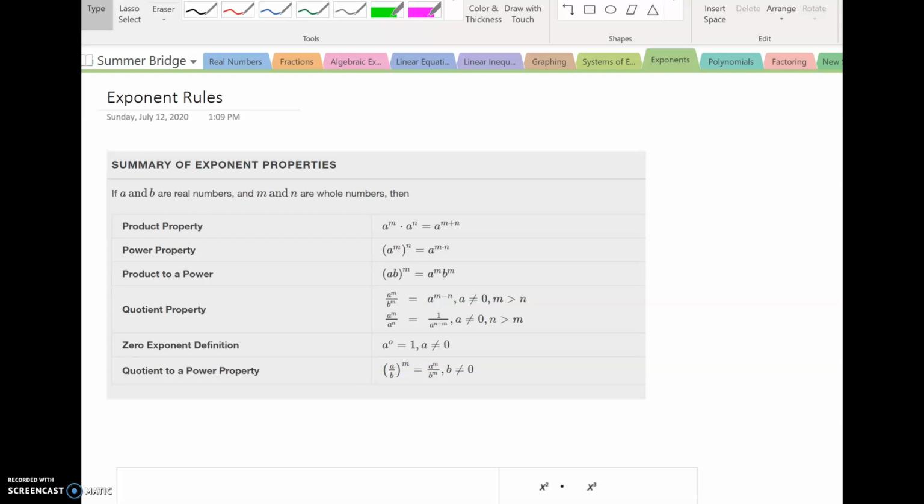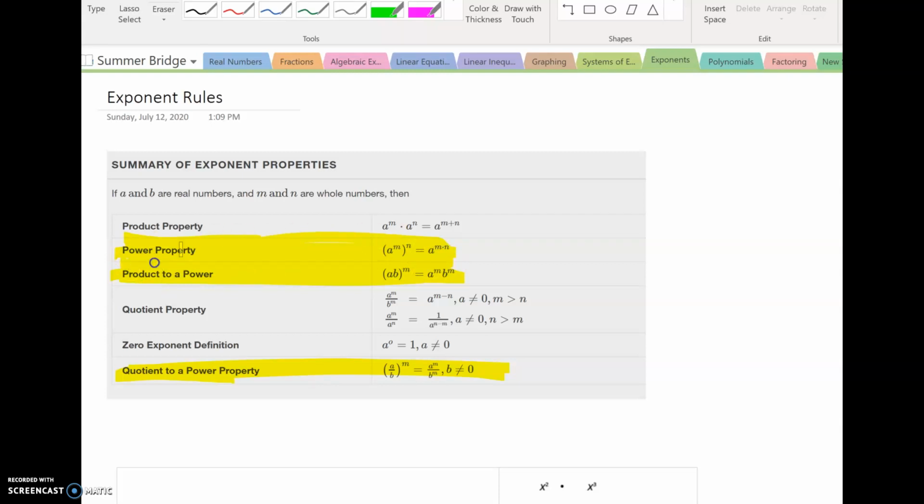basically I have a table here of all the rules that we're going to talk about, or what we call exponent properties. So we have the product property, the power property, the power to a product, the zero exponent definition, and then the quotient power property. I'm going to highlight the ones that kind of go together. I do believe that all the power properties kind of go together, and so does this one. So I'm just going to highlight them all together. They're different ways of saying the same thing. So just keep that in mind.